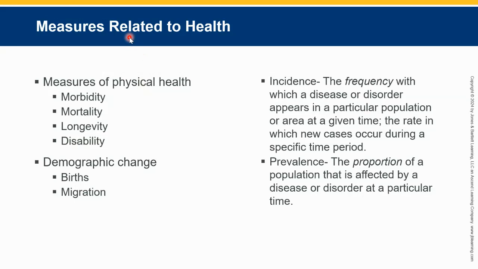Okay, these are just some terminology titled up here, measures related to health. So measures of physical health, how do we measure that or determine that? First, you should understand the difference between morbidity and mortality. Morbidity and mortality are truly closely linked, and you often will see them in the same sentence. Morbidity is the disease or the disability or the state of being unhealthy for a particular disease.